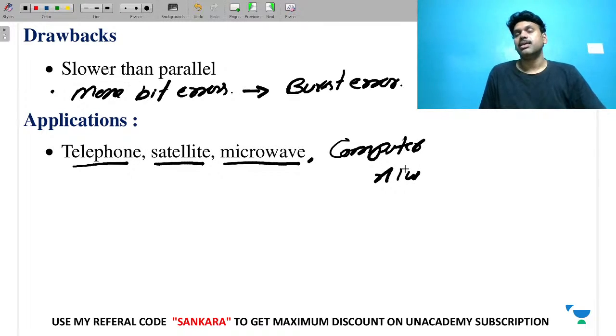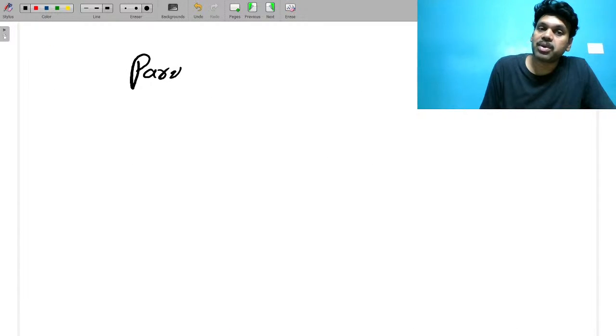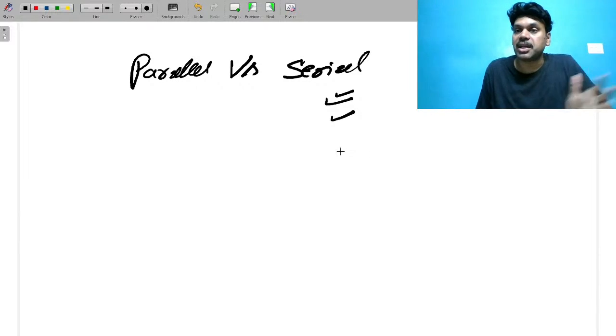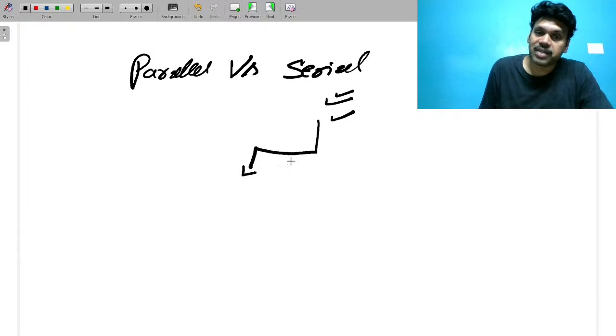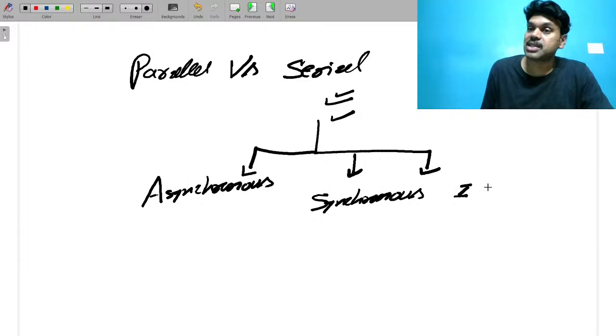Okay, fine. So we understood that parallel transmission is very fast, no doubt, and serial transmission is very slow, no doubt. But we believe in serial transmission, especially when you are transmitting data externally; serial only we are going to use. This serial is further divided into 3 varieties. One variety is asynchronous, another is synchronous, and the other is isochronous.